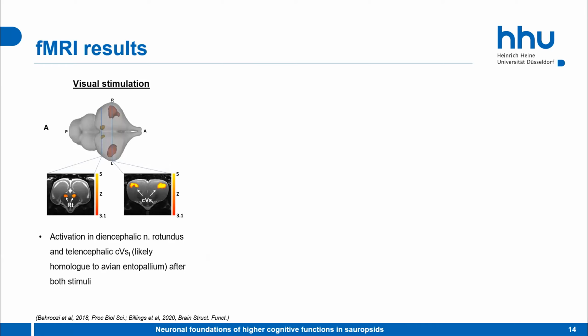And here's the result of the visual stimulation. Irrespective of whether we used green or red light, and also irrespective of the frequency, we always found activation in the nucleus rotundus here and in an area we called CVS1 in the telencephalon. And this is very comparable in layout and localization to the avian entopallium. So it's very likely the homologue of the avian primary visual area. Obviously, we cannot finally say this because we need additional, for example, genetic data on that, but it's very likely that this is really the homologue to the avian primary visual system.